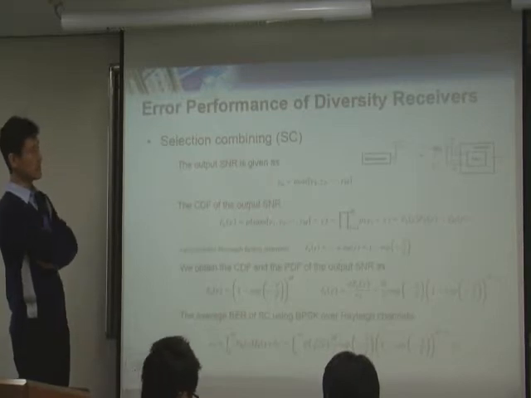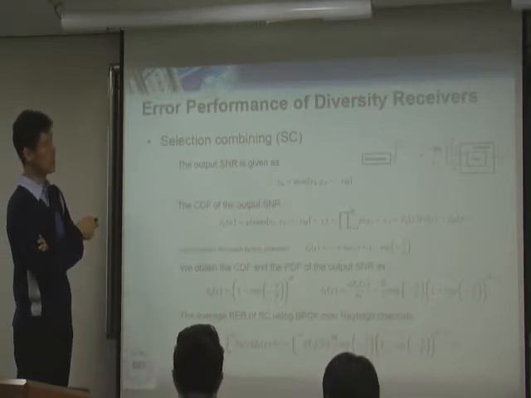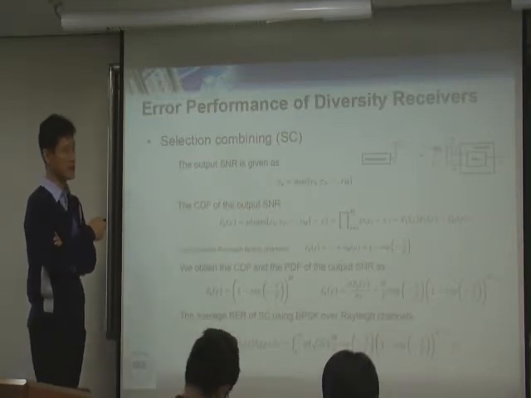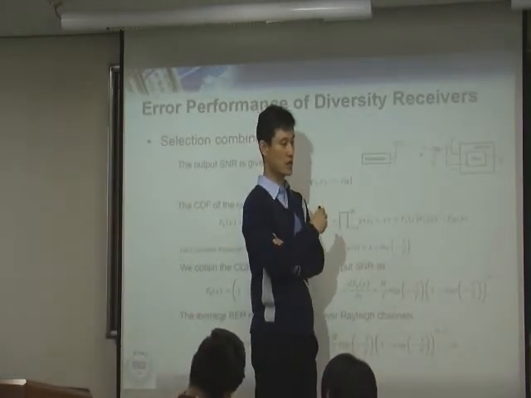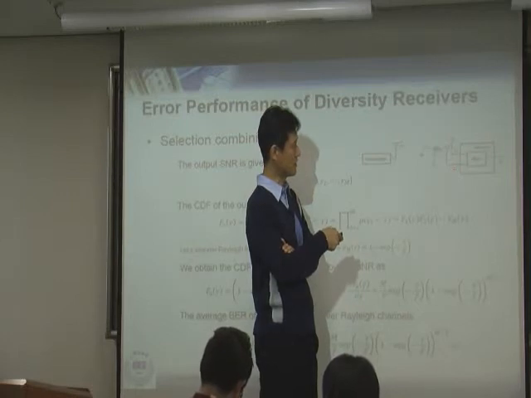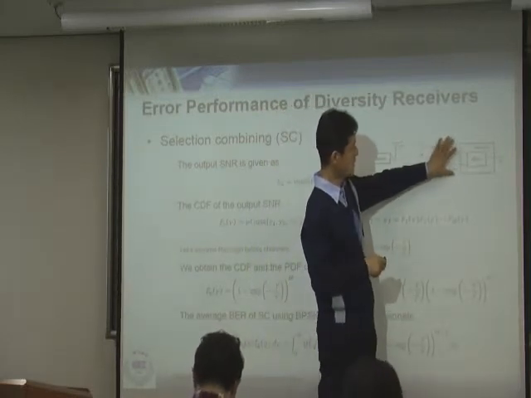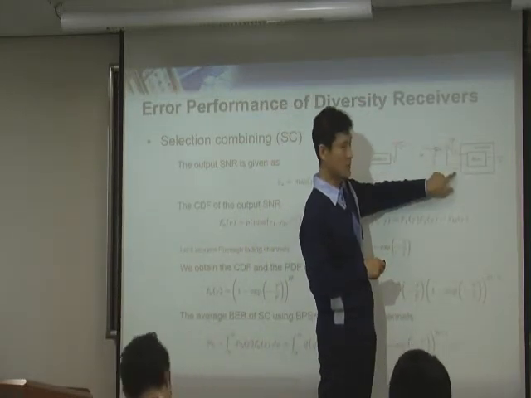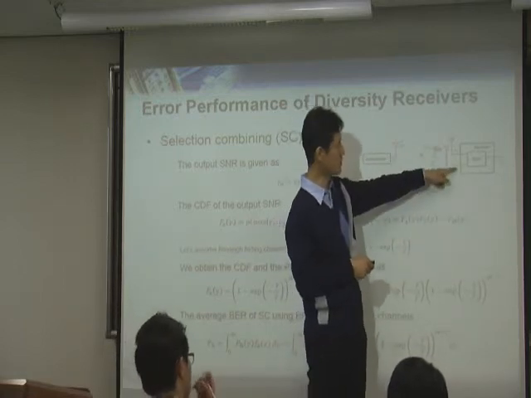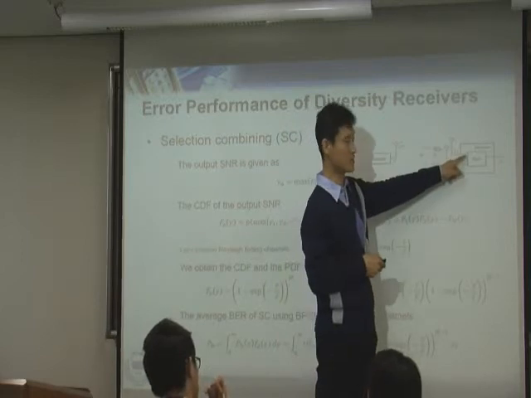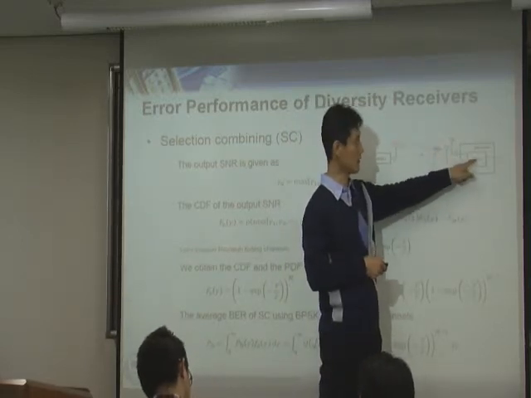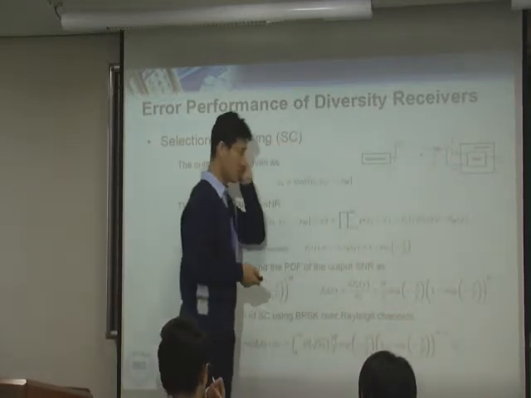As a second example, now let's think about another system called selection combining. Remember, selection combining is choosing the best one, right? You choose only one among all these. Again, let's assume that we have m number of antennas. Our goal is to choose the best one. We are choosing only one, the best one, out of this m.